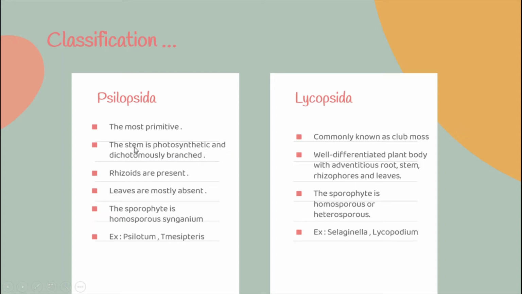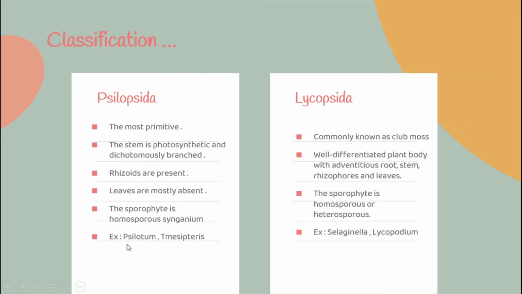So basically the stem is photosynthetic and dichotomously branched. The rhizoids are present and leaves are mostly absent. So in the earlier species, they don't have many leaves. And then the sporophyte is homosporous. The term homosporous here, homo is same. It will produce only the same size and same types of spores.